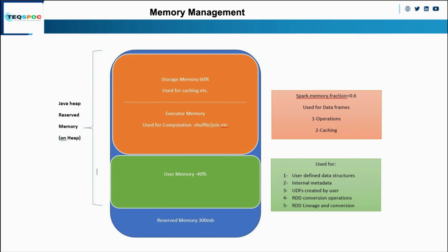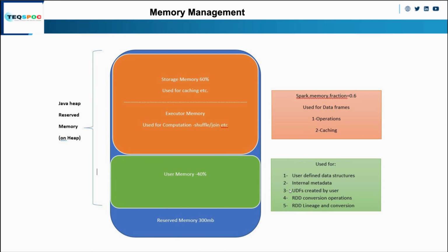If I talk about the on-heap memory, there are three segments. One is the reserved memory. This is always kept as a backup, something like 300 MB, or some very small percentage. This has to be free memory, and we won't be using this much. The second one is the user memory. So what is user memory?